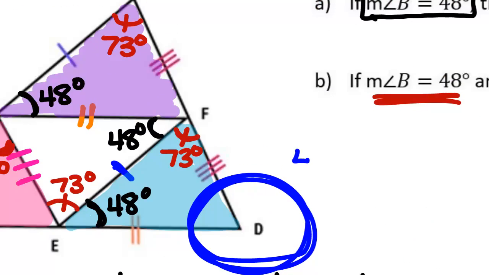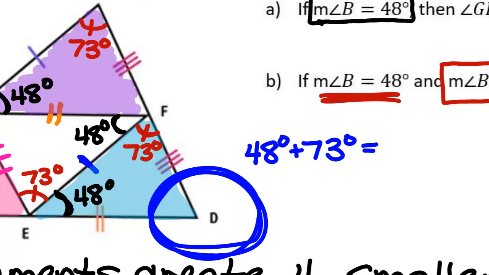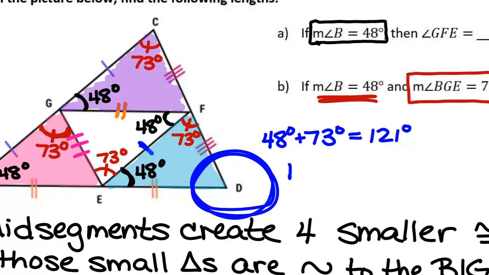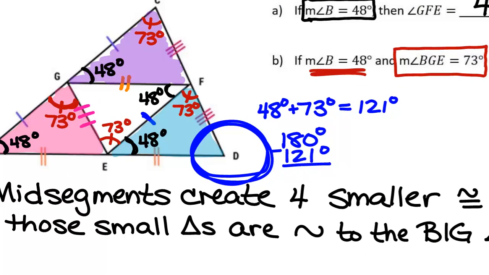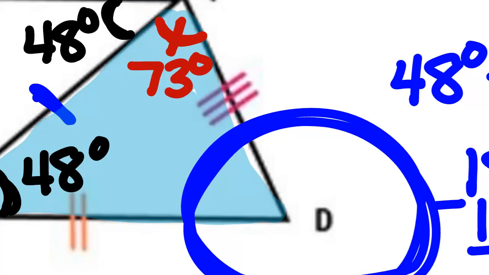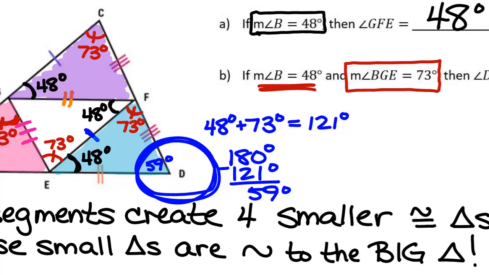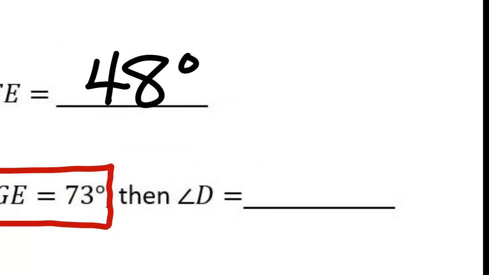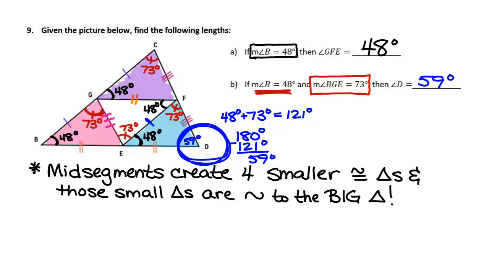So if I add 48 plus 73, first of all, what do I get when I add those? 121. Then I can do 180 degrees minus 121 degrees to get this angle right here. How big would that be? 59 degrees. So angle D is 59 degrees. All right. Time to flip the page.